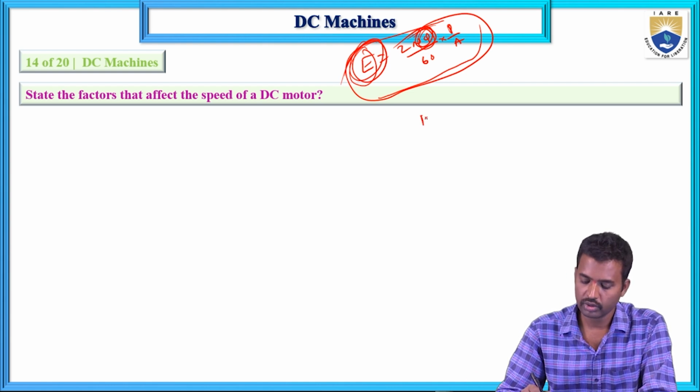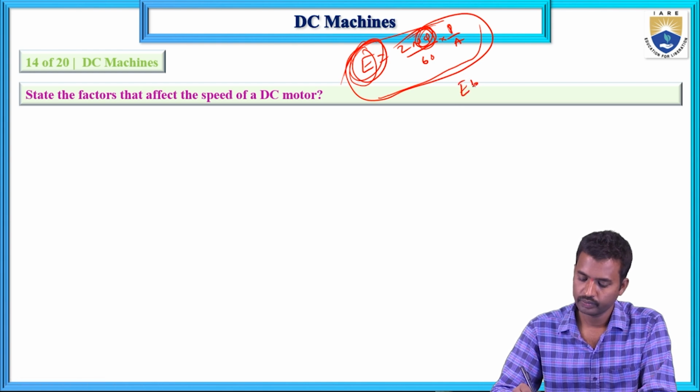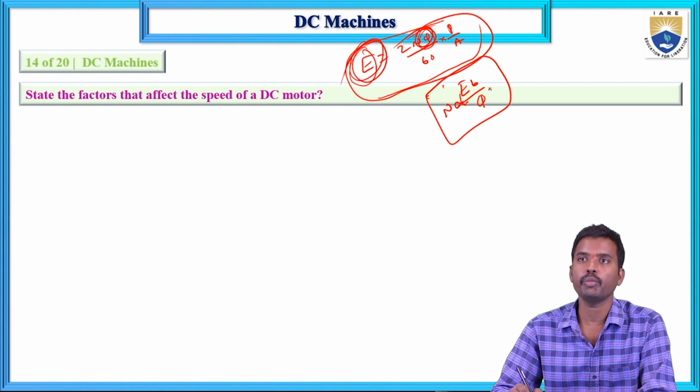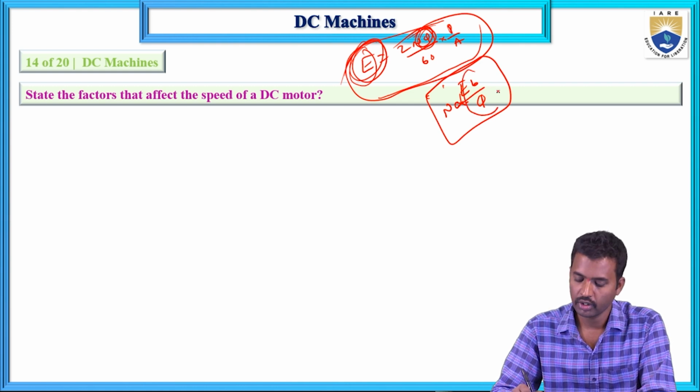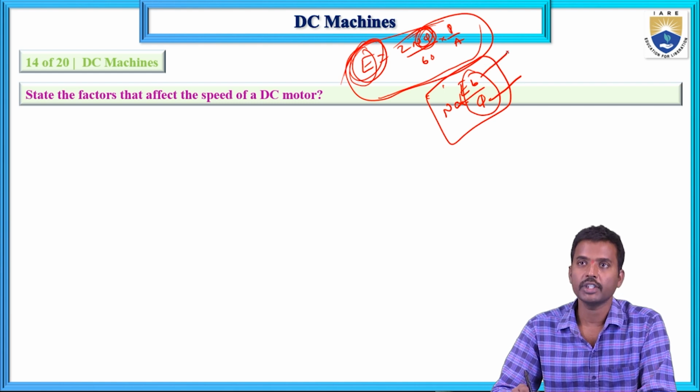So N equals EB by φ. N is directly proportional to EB by φ. These two are the flux control method and the armature control method.